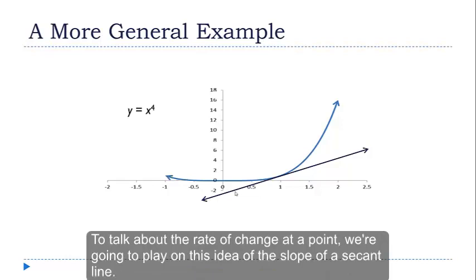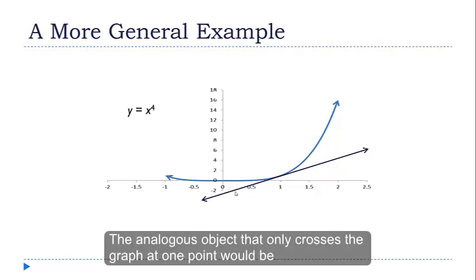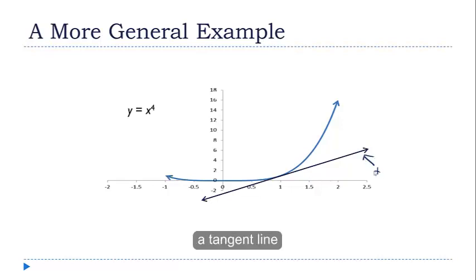Well, to talk about the rate of change at a point, we're going to play on this idea of the slope of a secant line. First, remember, a secant line is a line that crosses the curve at 2 points, like the ones we've been looking at so far. The analogous object that only crosses the graph at 1 point would be a tangent line, like the one I've drawn here.